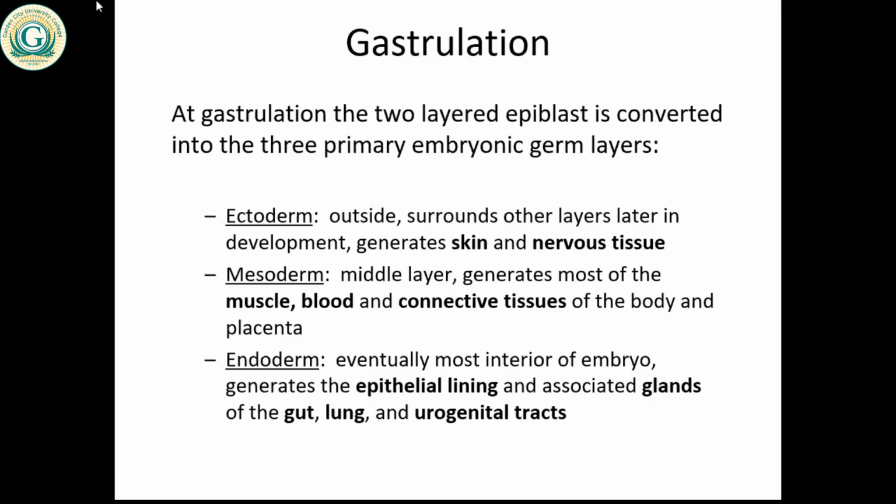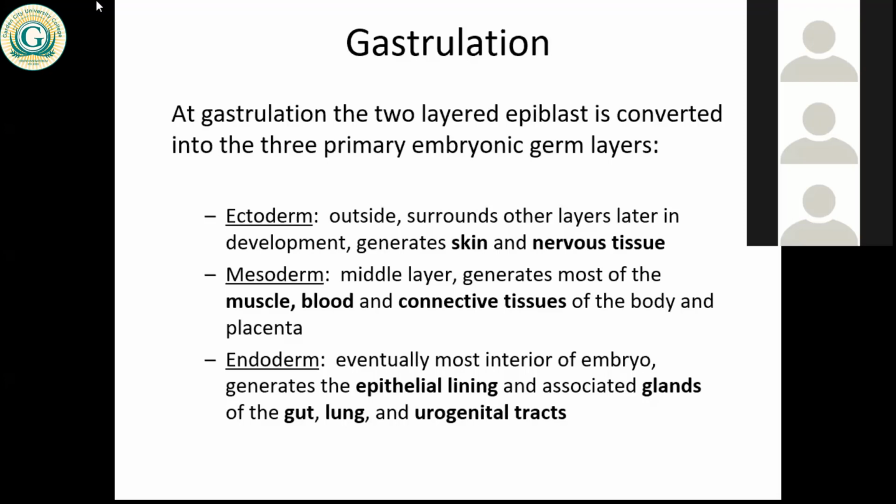What else passes through the barrier? Alcohol. So if the mother is pregnant and takes alcohol, can it affect the baby? Yes. Which part of the baby? The ectoderm. So automatically the skin and the nervous tissue. I hope you understand the whole concept.